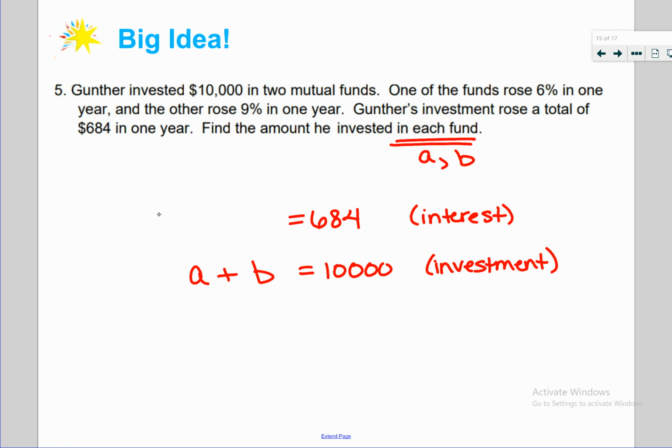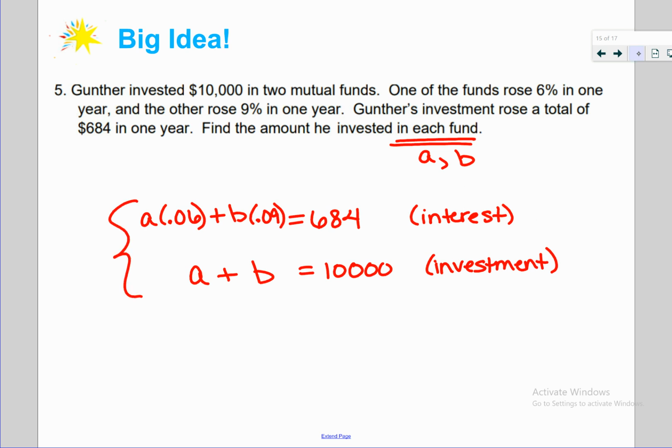So Fund A rose 6%, as a decimal, 0.06. So 6% of whatever I invested is going to be money I earn. Plus Fund B is 9%, times 9%. And then you have your equation.